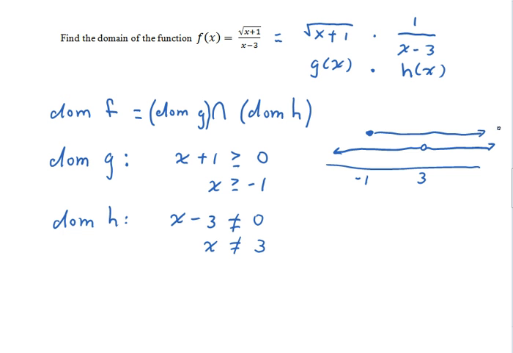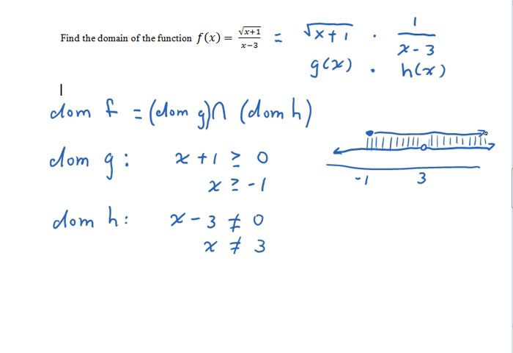So when we take the intersection, we will have everything from negative 1, including negative 1, up to 3, not including 3, and values that are greater than 3, not including 3.